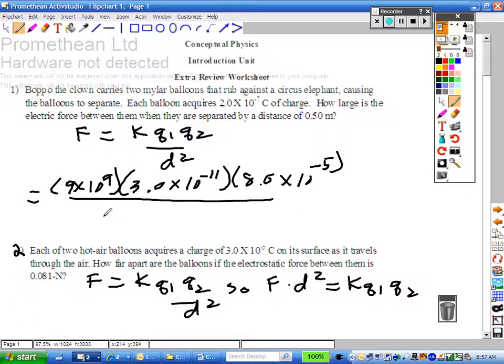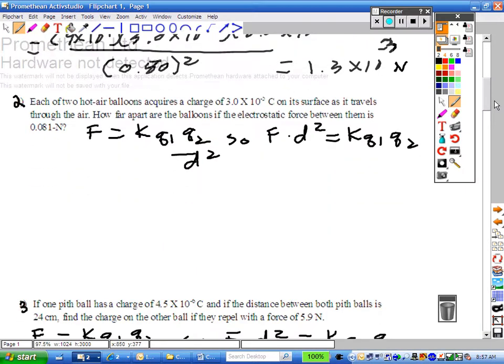And because the distance between them is 0.50 meters, and we want it in meters, we'll just write 0.50 meters and square that. And you get a force of 1.3 times 10 to the minus 3 newtons. Doesn't seem very big, but 1,000th of a newton is enough to hold a balloon, certainly.